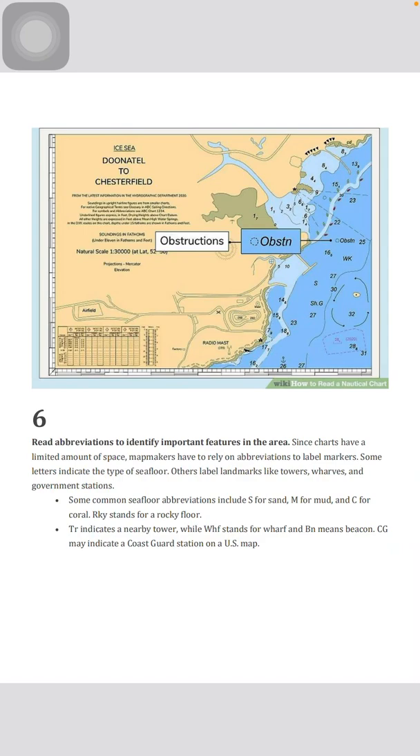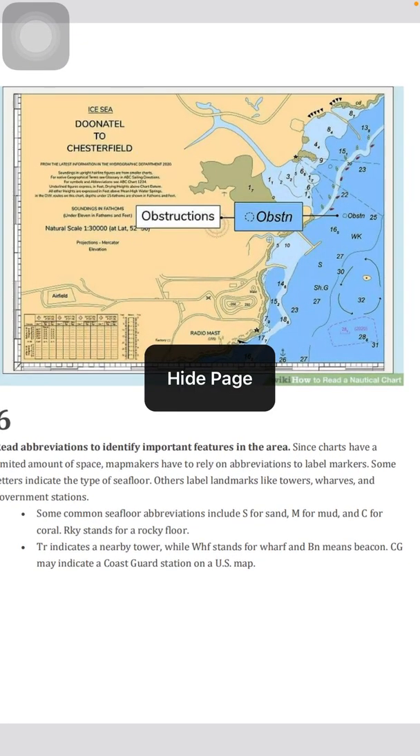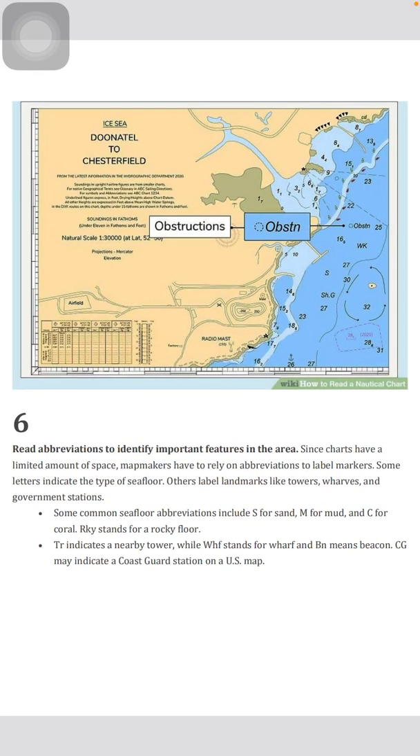Read abbreviations to identify important features in the area. Some common seafloor abbreviations include S for sand, M for mud, and C for coral. RKY stands for rocky floor, and TR indicates a tower. While WHF stands for wharf and VN means beacon. CG may indicate a Coast Guard station on a US map.